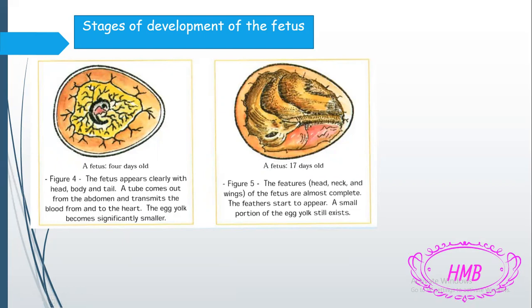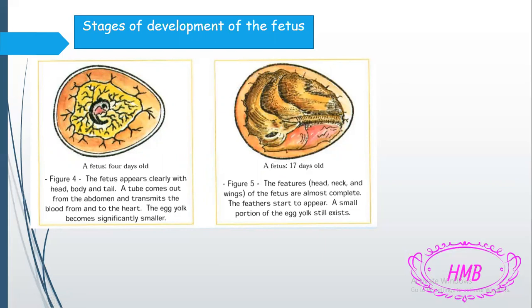Okay, and also you have here a tube. This tube comes from the abdomen and it transmits the blood to and from the heart. So it's for the circulation of the blood, so that all the body can have the nutrition and the oxygen that enters through the pores. The second picture shows you the fetus, but this time it is at 17 days old. So it's at the end of the incubation, at the last days of the incubation.